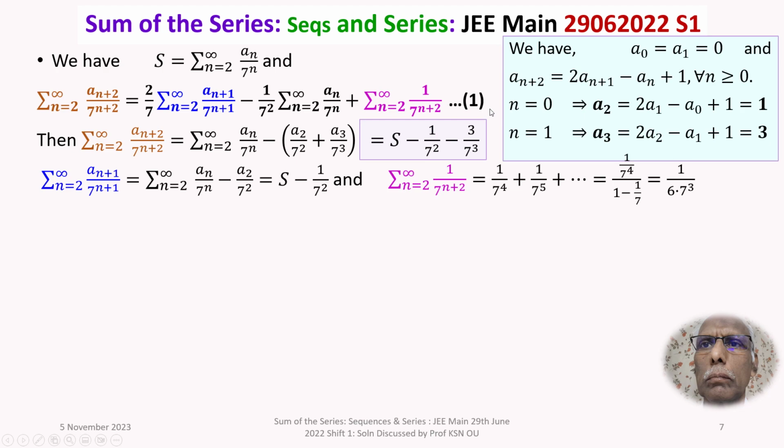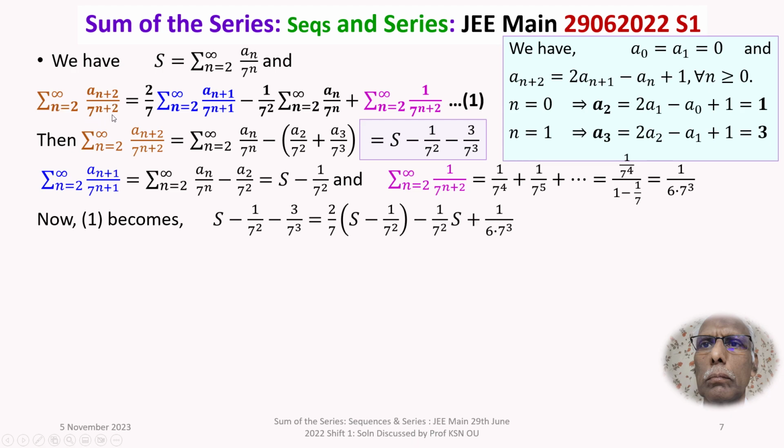So the relation now becomes this one. Sigma n is equal to 2 to infinity a(n plus 2) by 7 to the power of n plus 2 is S minus 1 by 7 square minus 3 by 7 cube. And that is equal to 2 by 7 into sigma a(n plus 1) by 7 to the power of n plus 1, which is S minus 1 by 7 square, minus 1 by 7 square into sigma an by 7 power n, which is S, plus sigma 1 by 7 to the power of n plus 2, which is 1 by 6 into 7 cube. So all the terms have come.